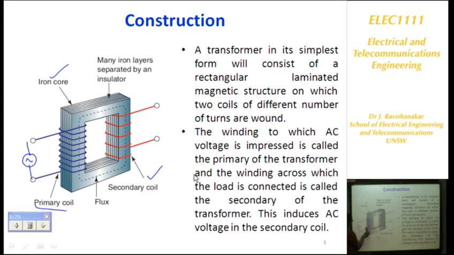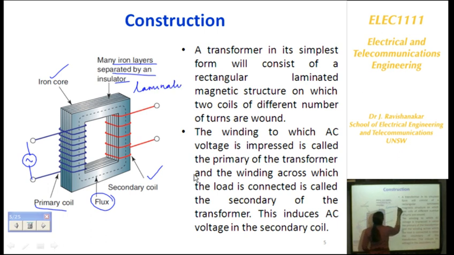So we can see here a flux is produced in the primary coil. This flux also links through the core into the secondary coil, and hence the voltage will be developed across the secondary coil. This core is made up of many iron layers separated by an insulator. This is called the lamination of the core.